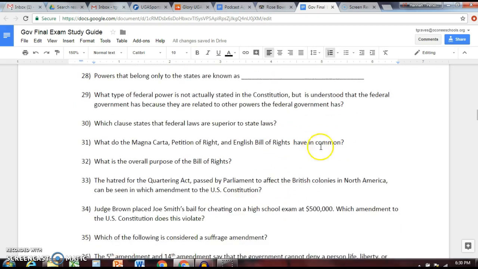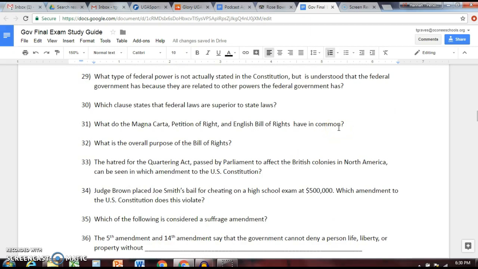Number 33, the hatred for the Quartering Act. That is embodied in the Third Amendment to the U.S. Constitution, which outlaws the quartering of soldiers during peacetime. Number 34 is an example here. Judge Brown sets Joe Smith's bail for cheating on a high school exam, which is bad, but it's not that big of a deal, at $500,000. That is a violation of the Eighth Amendment, which protects you against excessive bail, because $500,000 for cheating is excessive.